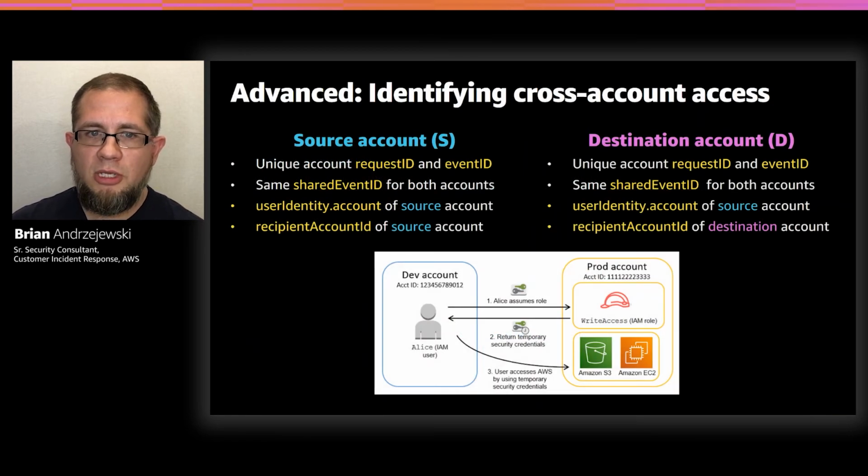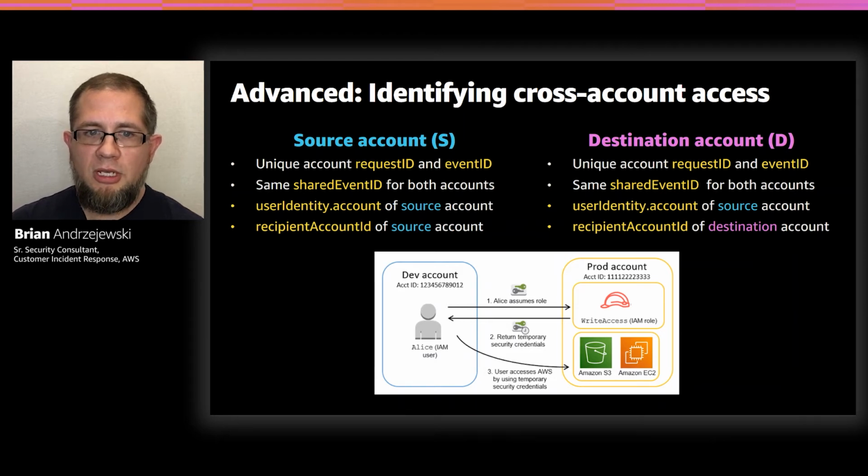When we talk about cross-account, we also have to look at the different fields that identify when a cross-account call occurs. Per this diagram, we have a dev account that is accessing a prod account, assuming a role in the prod account. And then we're looking at the CloudTrail events that occur in both those accounts in order to determine what happened. Both of those accounts receive their own unique request ID and event ID per account, per region. Both of them will have a shared event ID that is the same in both accounts to be able to tie those two records together.